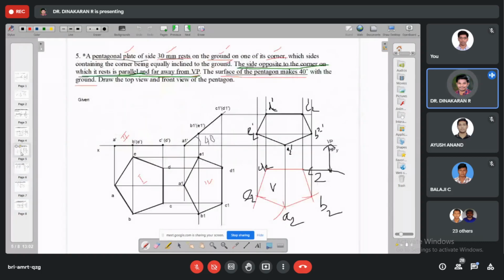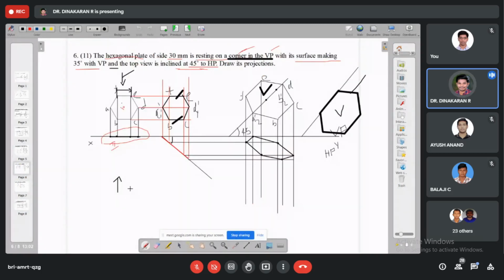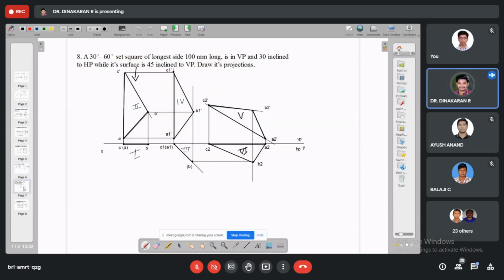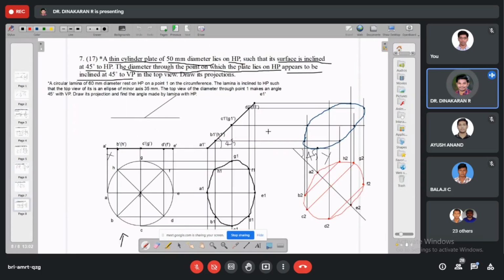This is like only the hexagon that will come. This is the last problem we solved. It's like only the hexagon problem will come for answers. So one of its corners resting on VP, the surface making 35 degrees to VP and the top is inclined at 45 degrees to VP. Okay. Then this one is a 30-60 set square. And finally, the lamina.